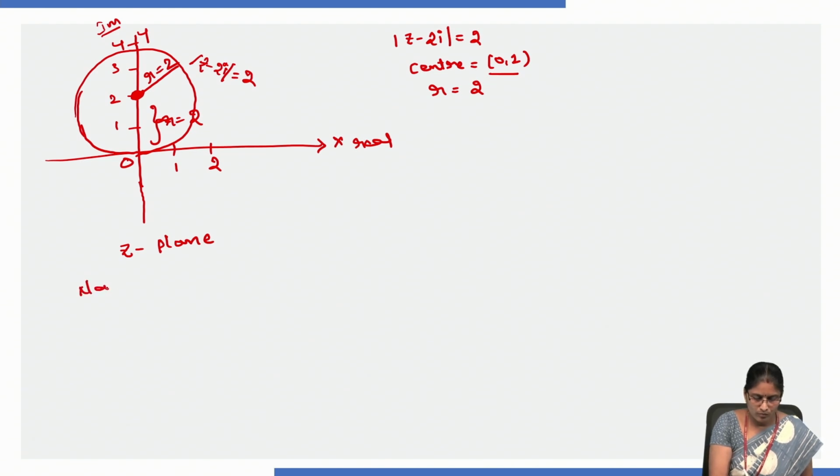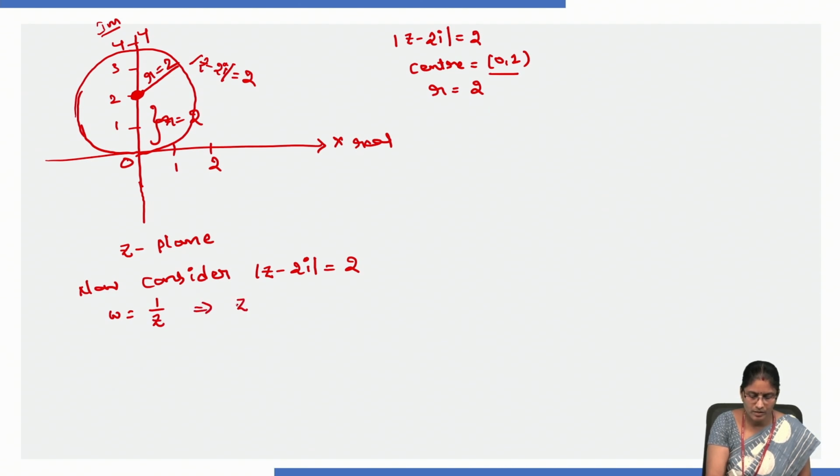Now consider |z minus 2i| is equal to 2. The given transformation is w is equal to 1 by z. We get z is equal to 1 by w. We have to find out the image in the w plane. So that means it is a transformation from the z plane to the w plane. The circle is transformed to, we have to find out, w is equal to 1 by z, z is equal to 1 by w.